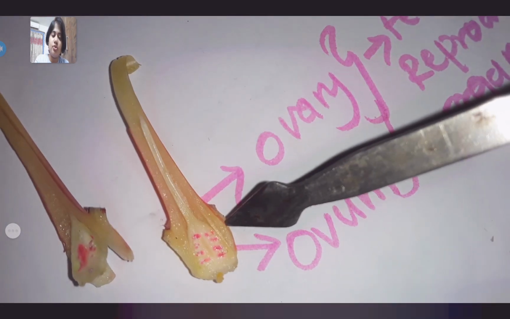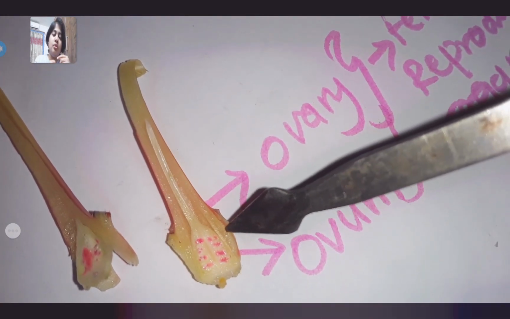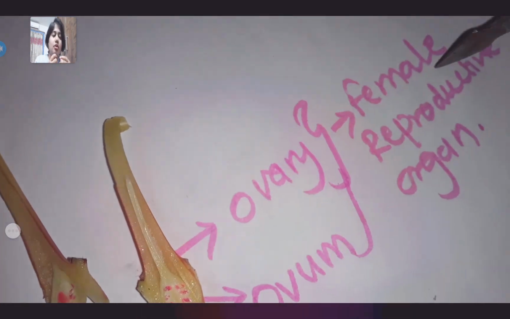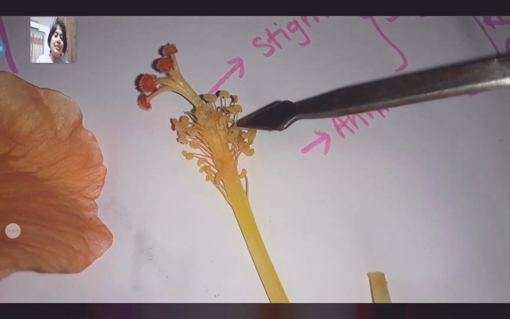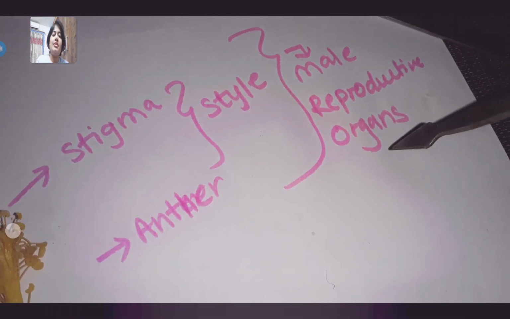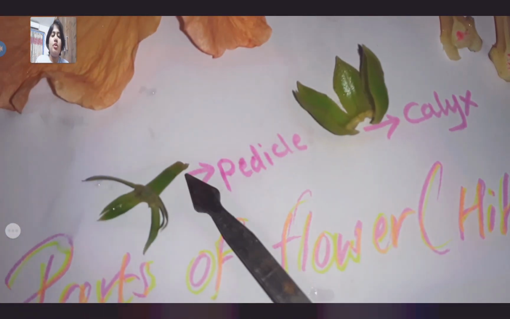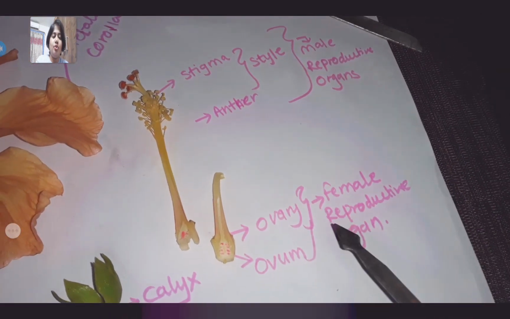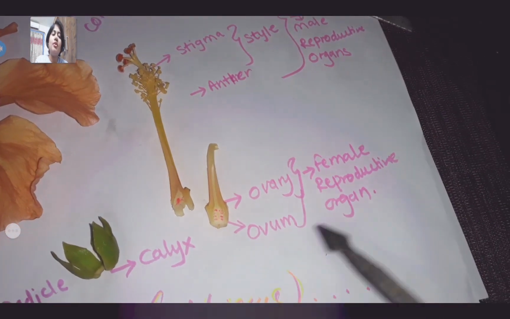So this is how it looks. If you go with the microscope, then you will be able to see it clearly. Using the camera you won't be able to see the magnifying views. So this is the stigma and anther. Always remember, stigma and anther together are called a style, and that is the male reproductive organ. Petals and corolla. This is the pedicle, this is the calyx, and these are the ovary, ovum, the female reproductive organ. So always remember what comes in the male reproductive organ and what comes in the female reproductive organ.